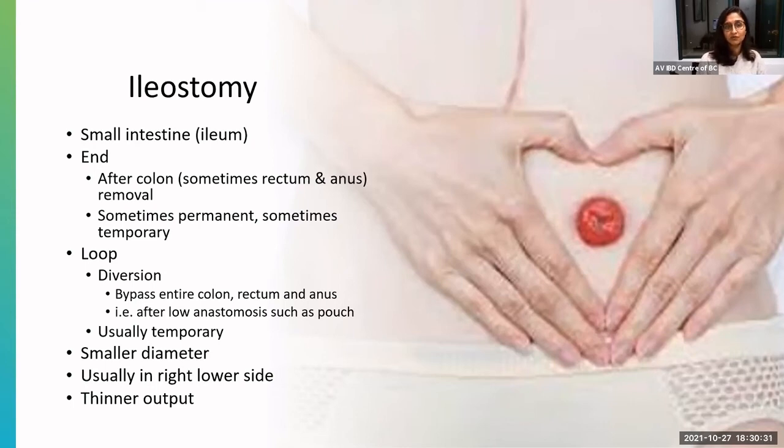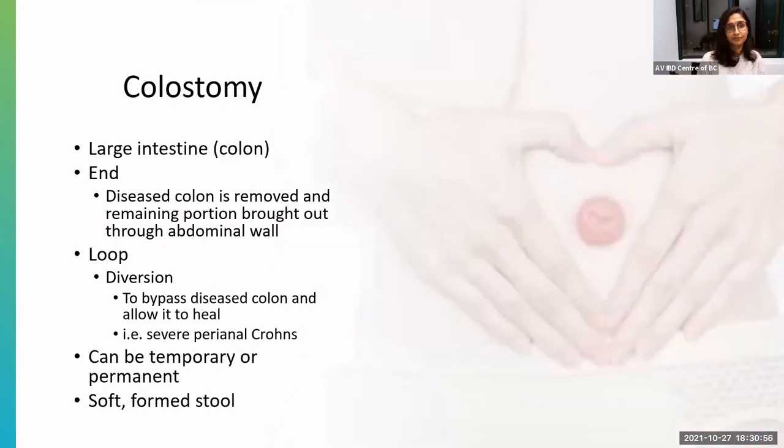Ileostomies in general are of a smaller diameter. The average diameter of our small intestine is 3 centimeters, usually located in the right lower quadrant, but it can be located anywhere along the abdominal wall. And the output from an ileostomy is usually much thinner. So these are the patients at high risk of having high output and potential dehydration because they no longer have the colon to absorb the water.